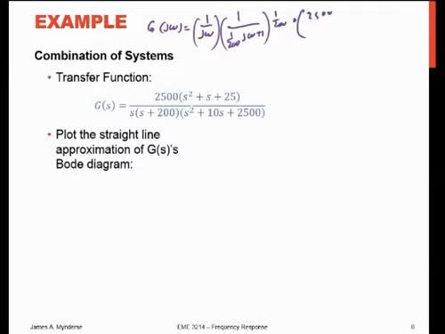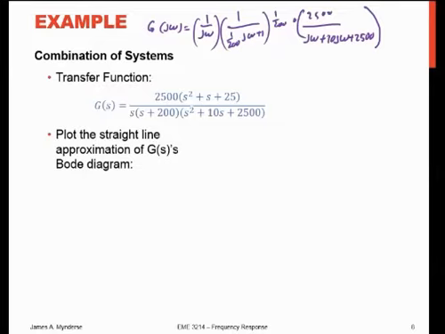2500 all over s squared plus 10s, not s. Let me rewrite that. (j omega) squared plus 10 j omega plus 2500. And that's the same second order system we had just a slide ago, so we know what that looks like.